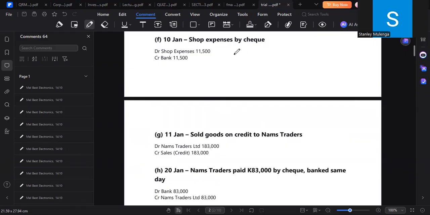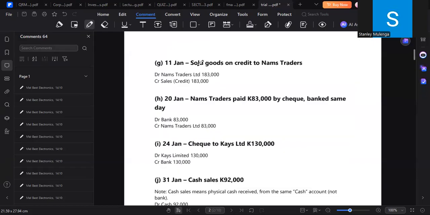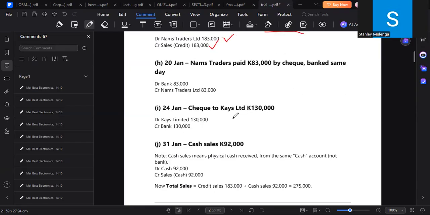Then shop rent expense by check. So meaning we debit our shop expenses by 11,500 and credit bank. Sold goods on credit to NAMS. NAMS is our debtor. So we debit NAMS and sales always have a credit balance. And again, we paid NAMS 180 by check from the same bank. So on January 20, NAMS paid us 83 by check because he was owing us. So we're going to debit our bank, we received 83. Then NAMS we're going to credit because we're reducing his Nkongole.